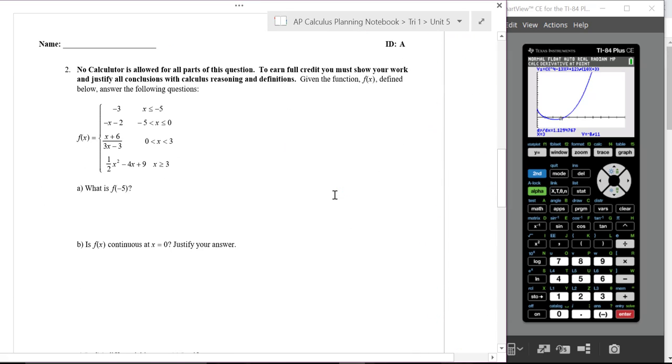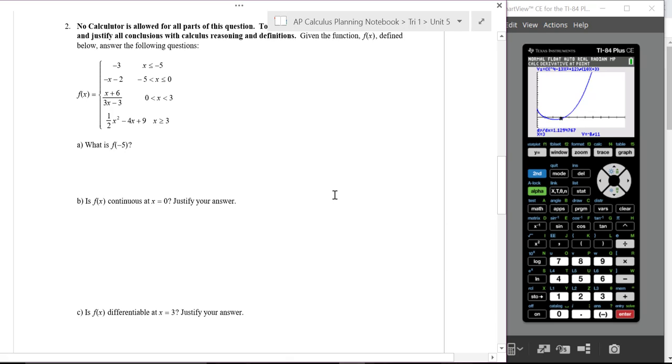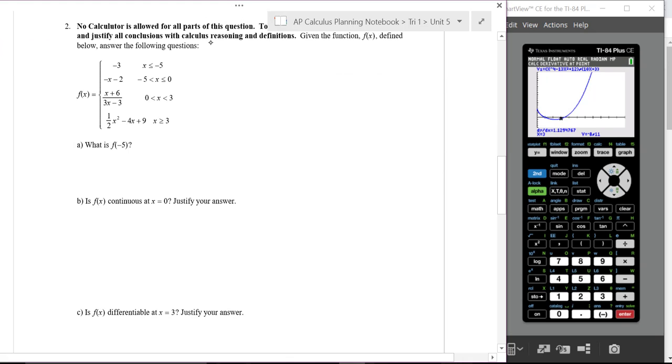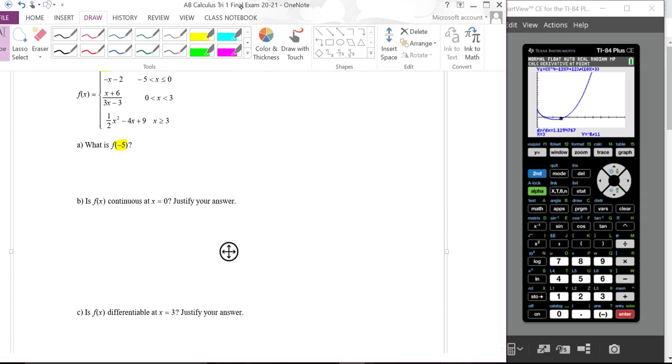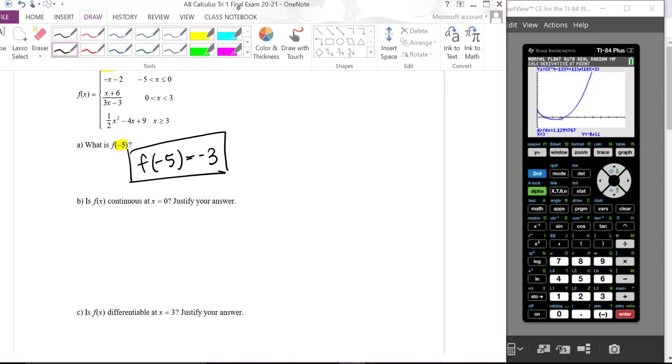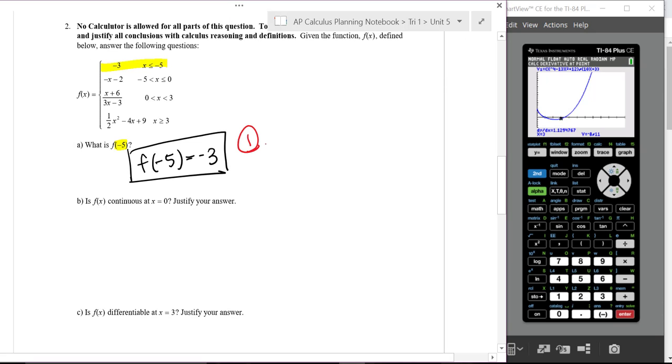Number 2. All right, we are looking for f of negative 5. So we have a piecewise function here. So remember with these, you're just identifying which piece to use when you're given these domain restrictions. So if my input is negative 5, it looks like I'm going to be using that first piece of the function, that horizontal line. And I'm just going to name f of negative 5 is negative 3. That is all you had to do there. That was 1 point.